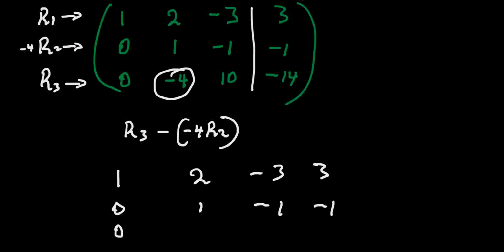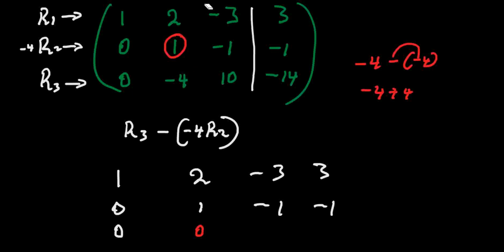Negative 4 times negative 1 will give us negative 4. And then this negative 4 we have here minus negative 4 would be negative 4. This negative will multiply this and we make it positive, and that will give us 0. So here will be 0. Good. So next, negative 4 times this 1 here will make it positive 4. And 10 minus 4 will give us 6.